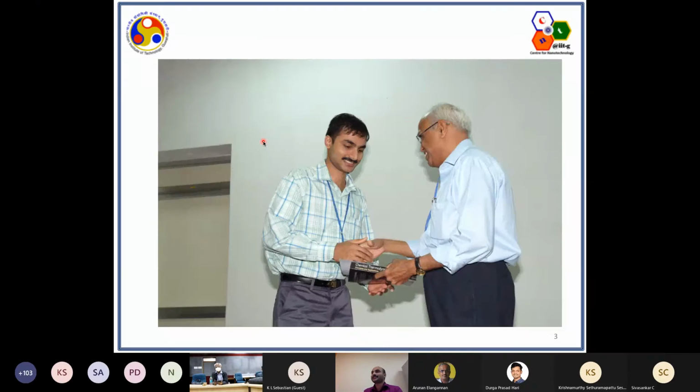But then I just thought that I would share that I had a special moment with SSK sir at IIT Madras when he handed over the MTIC Best Poster Award. These are all special moments, and they continuously motivate us to do chemistry.